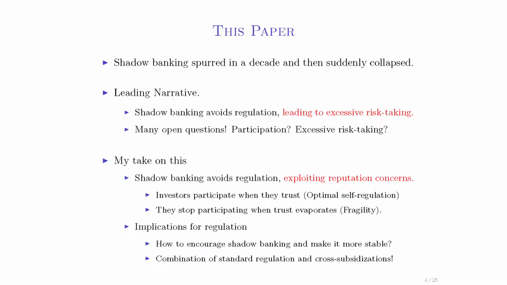So we know this paper is about the following. We know that shadow banking boomed and then suddenly collapsed. And there is one leading narrative out there, which is the following. Since shadow banking was used to avoid regulation, and regulation is useful to discourage excessive risk-taking, then there was a lot of excessive risk-taking in the market. And at some point when this materializes, everything collapses.